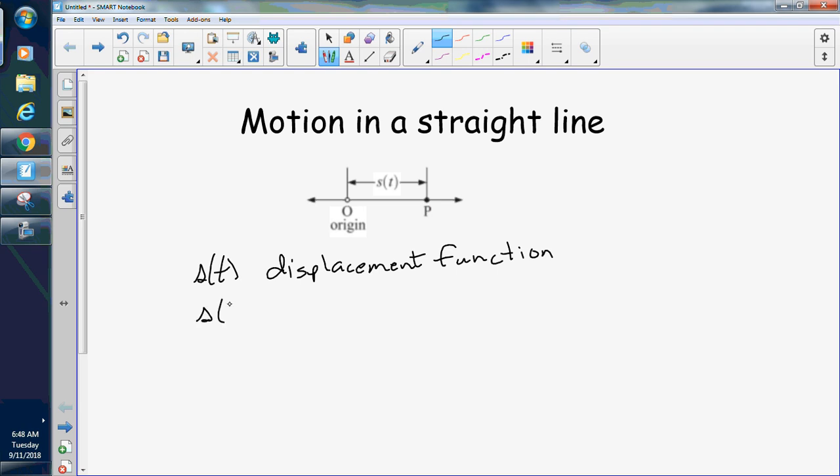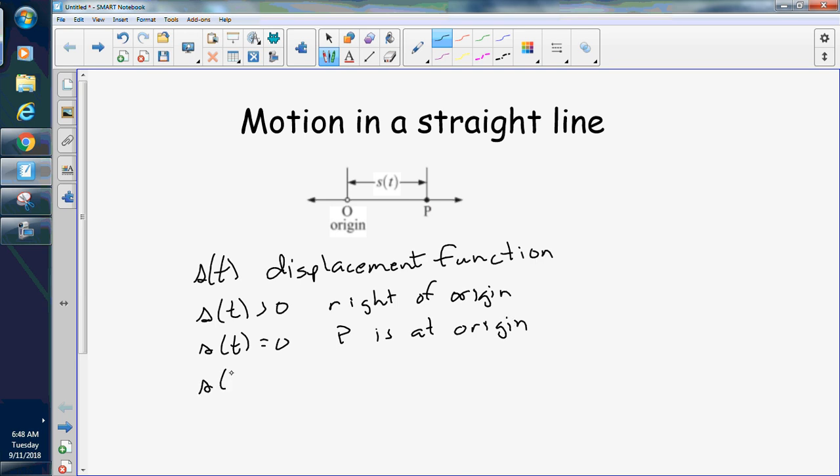So if S of t is greater than 0, our particle is to the right of the origin at that time t. And if S of t is equal to 0, point P is at the origin. And if S of t is less than 0, P is left of the origin. So S of t represents again the position of the particle at any particular time.